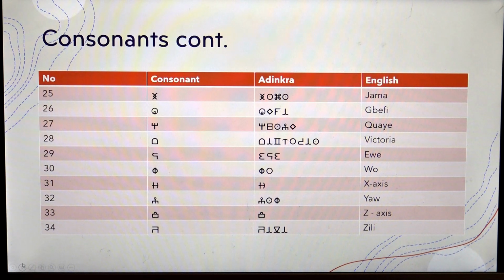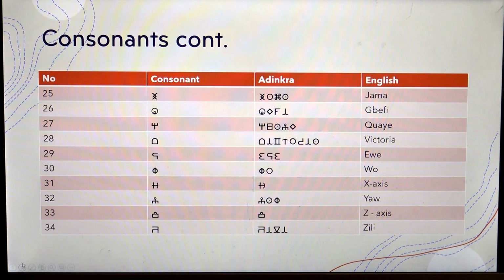And then W is, so Wo means you. So there's a lot of words with W. So Wo, you. X and Z are gonna be used usually for mathematical formulations and borrowed words. So X-axis, X-ray, Z-axis, so words like that.